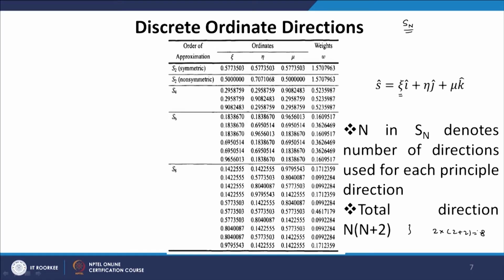So, as opposed to the spherical harmonics method, where we have first order and third order, even order terms were not there. Here we have even orders for the method, that is S2, S4, S6, S8 and so on. S3 and S5 methods are not basically done here. The weights of these ordinates are also given in this table.